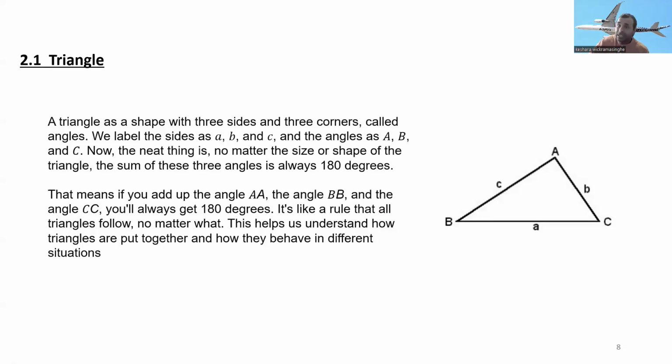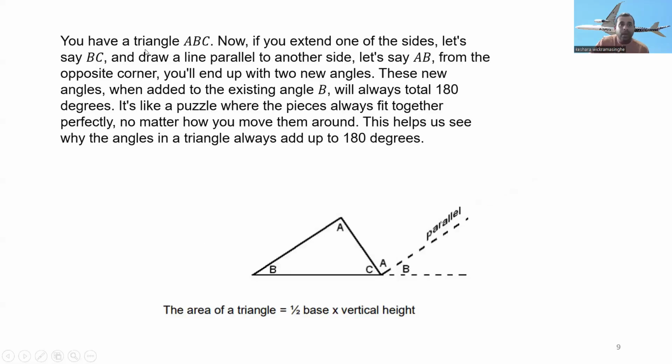This helps us understand how triangles are put together and how they behave in different situations. Now you have a triangle ABC. If you extend one of the sides, let's say BC, a little bit more, and then draw a line parallel to another side.